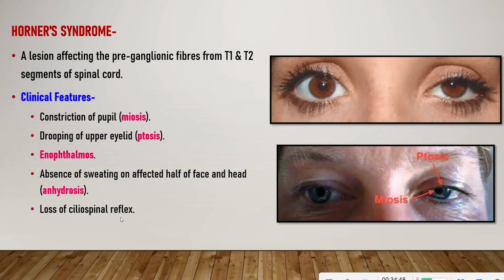Okay, so that is about the cervical sympathetic ganglia. So that is the topic.